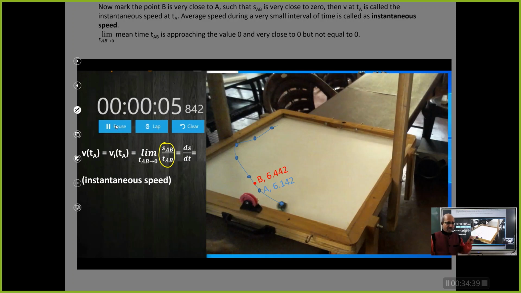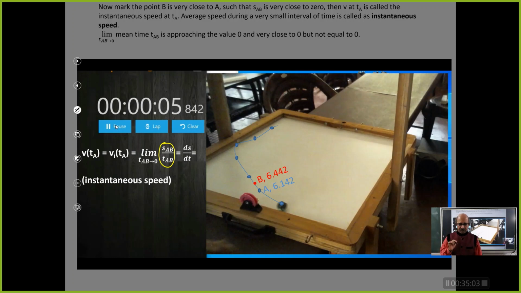Online students, there are students online and there are students offline here. Online students, you can also answer. What is instantaneous speed? Instantaneous means speed at a given instant of time. At a particular instant of time becomes the instantaneous speed.